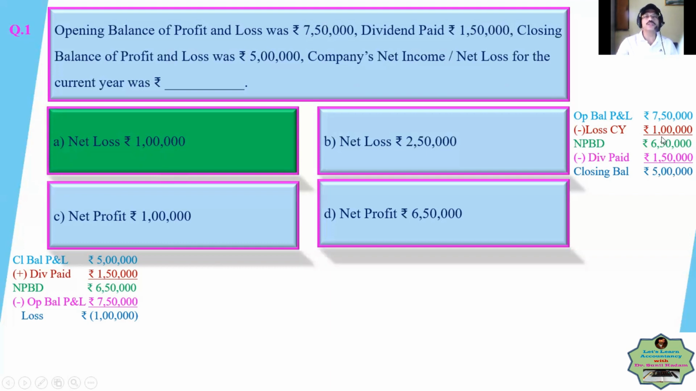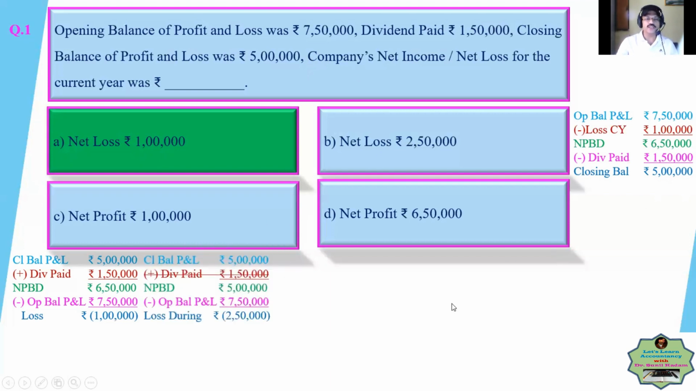So after the loss, the profit available for appropriation is 6,50,000, and from this the dividend of 1,50,000 is deducted. The closing balance available to be carried forward to the next year or subsequent period is 5 lakh. That's what is given. So the correct answer is 1 lakh net loss.